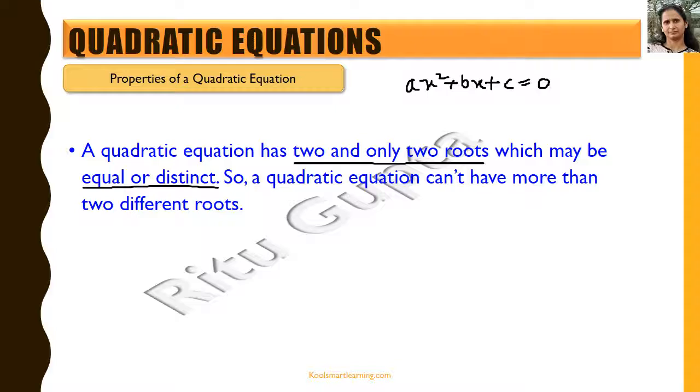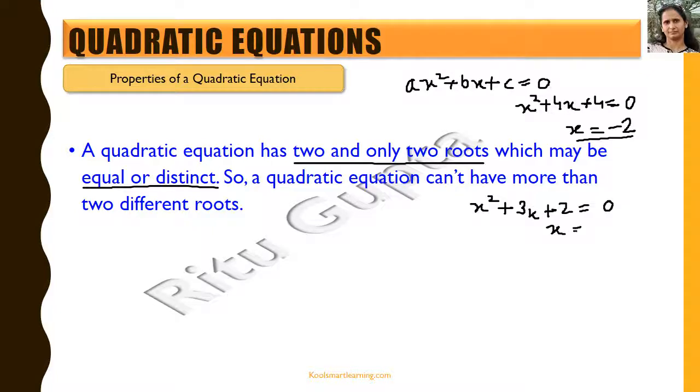Now we can take an example of each one of those. Supposing we have a quadratic equation of the nature x square plus 4x plus 4 equal to 0. Then this equation has equal roots and each of them being minus 2. And if we have another equation of the type x square plus 3x plus 2 equal to 0, then this will have two roots which are distinct. So these are the only two possibilities. A quadratic equation cannot have more than two distinct roots.